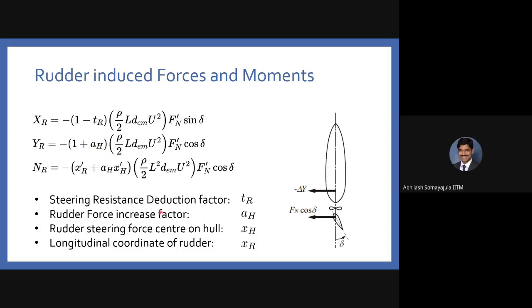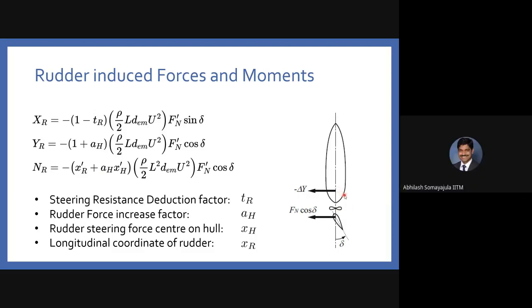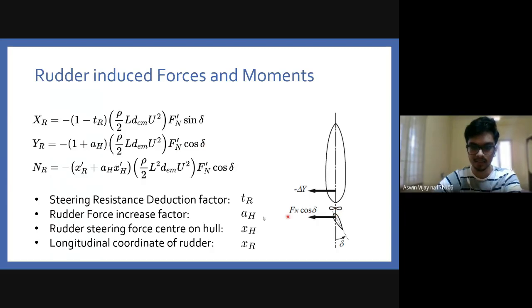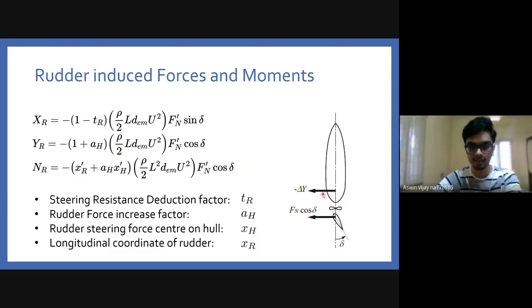Negative delta Y because it is in the opposite direction. You have to look at the conventions. You have to make sure that in a conventional sense, it should add to the minus y. See, Fn cos delta is this, and AH Fn cos delta is this. Correct. It kind of makes sense, right? It should be in the opposite direction then, right? So it should be 1 minus AH.